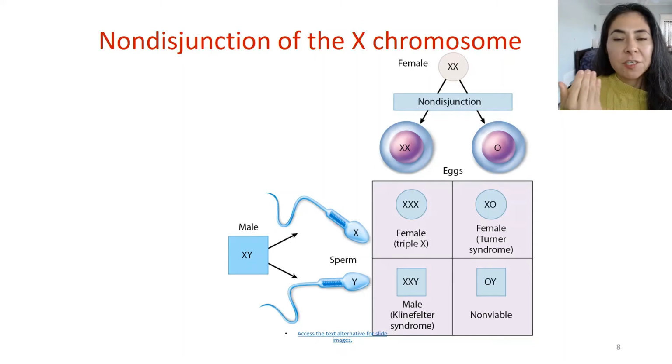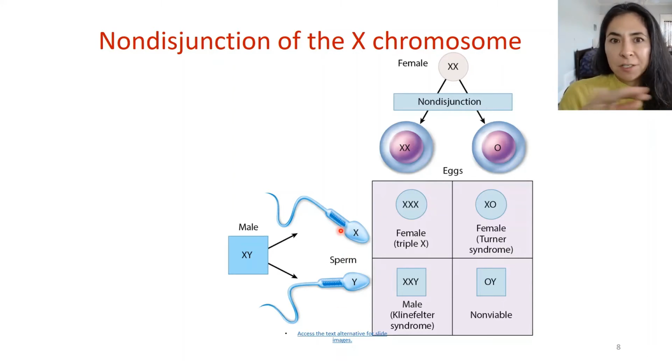So let's just see really quickly the non-disjunctions that create too many or too few copies of the X chromosome. So here we have our Punnett square. And we've got this non-disjunction in this one female, and so she either produces eggs that have one too many X chromosomes or no X chromosome at all. So one of her eggs got 2 X chromosomes, one of her eggs didn't get it during non-disjunction. So she is going to mate with a standard male.